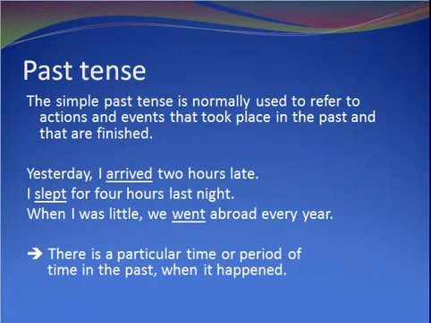Past tense is normally used to refer to actions and events that took place in the past and that are finished. So something like yesterday, that sets the scene for when it was. I arrived 2 hours late. I slept for 4 hours last night. When I was little, we went abroad every year. So there's a time in the past and something happened.